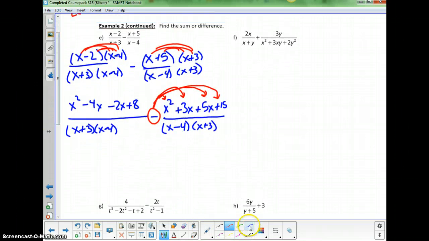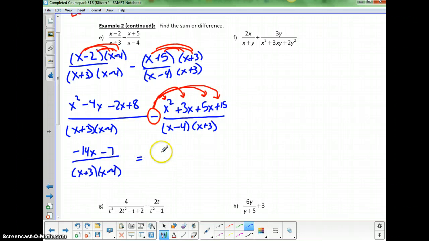Okay, so let's write this again. X squared minus x squared, there won't be any x squared left. Then I've got negative 4 minus 2 is negative 6, minus 3 is negative 9, minus 5 is negative 14x. I've got 8 minus 15 is negative 7 over x plus 3 times x minus 4.